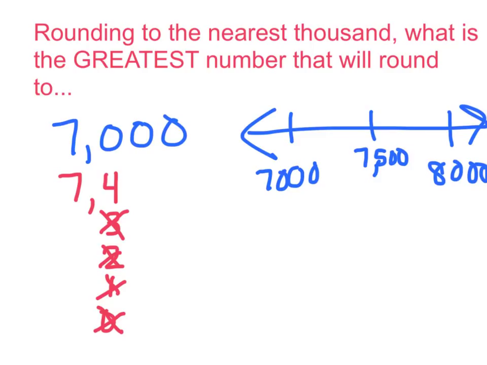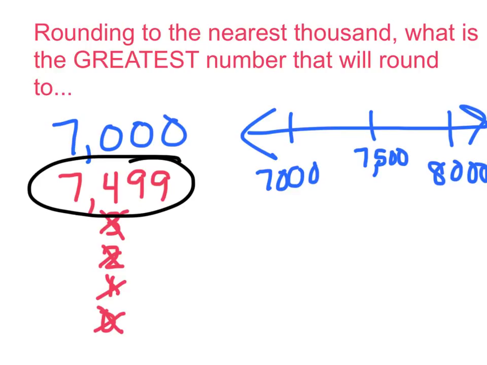So next to the 4, we're going to put a 9 and a 9. 7,499 is the biggest number. It is as close as we can get to 7,500, but it's still going to round down to 7,000. So our answer in this case has to be 7,499.